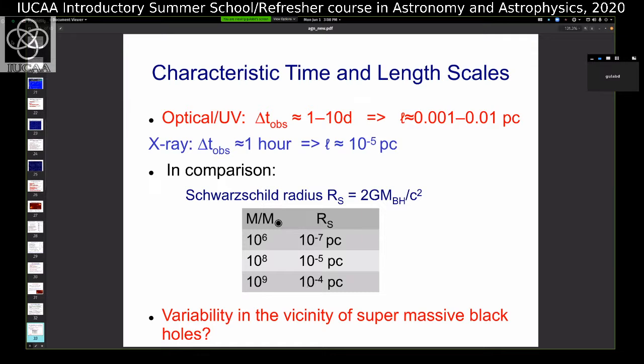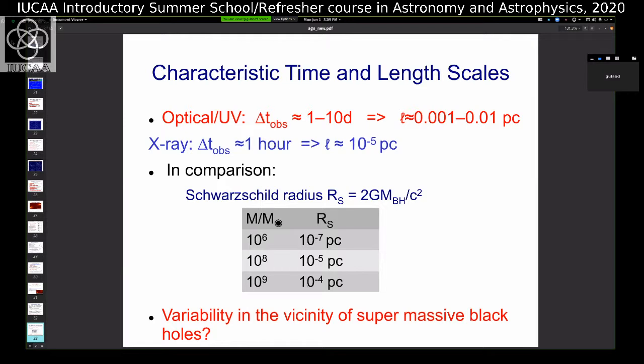Let's see what we infer from observations. In the optical UV band, the observed variability time scale is roughly 1 to 10 days, which corresponds to a size scale of about 0.001 to 0.01 parsec. It's a very compact region, much less than a light year. In the X-ray band, the variability time scale is even much shorter, about an hour, for example. This corresponds to a size scale of about 10 to the power minus 5 parsec. It's a very, very tiny region on astronomical scales.